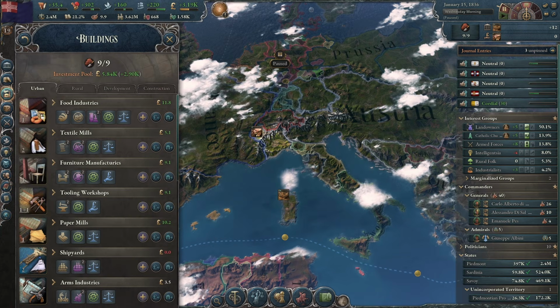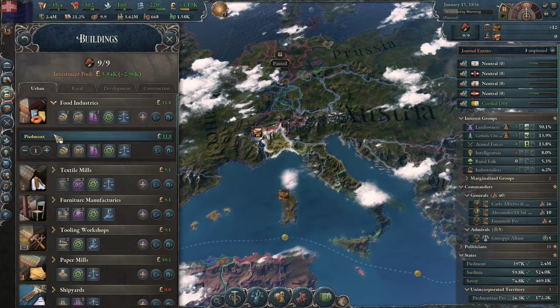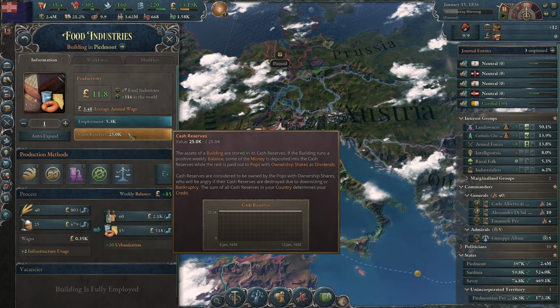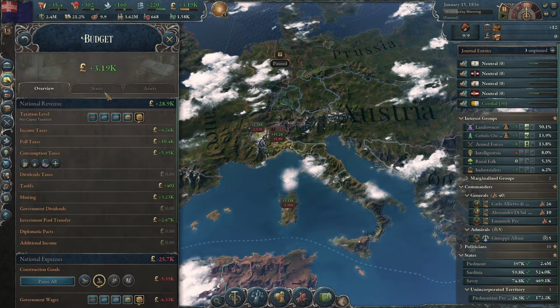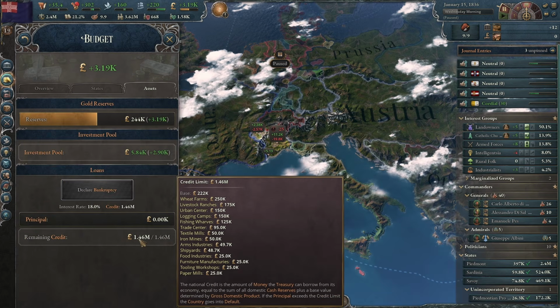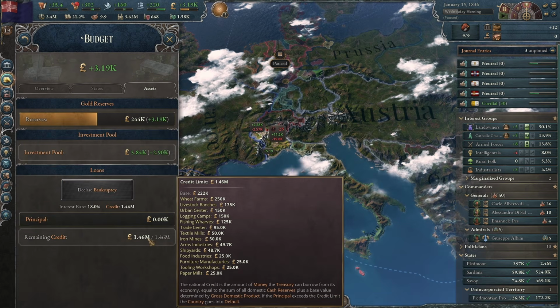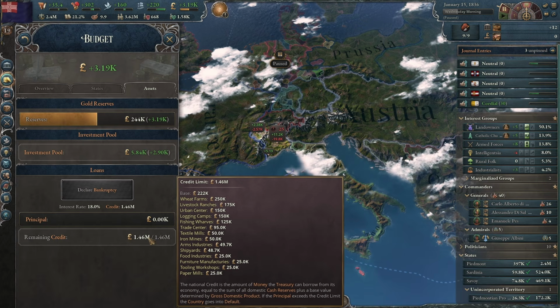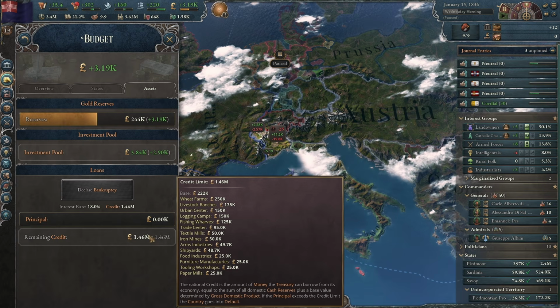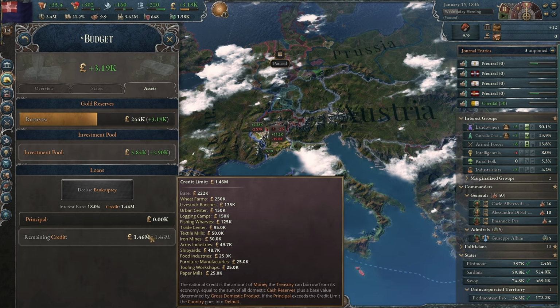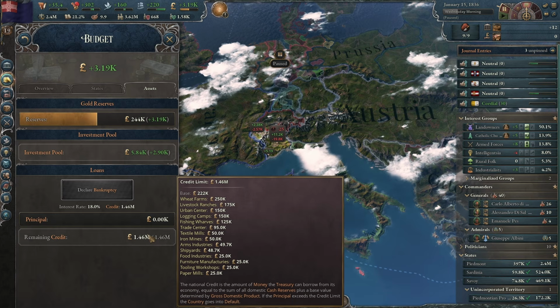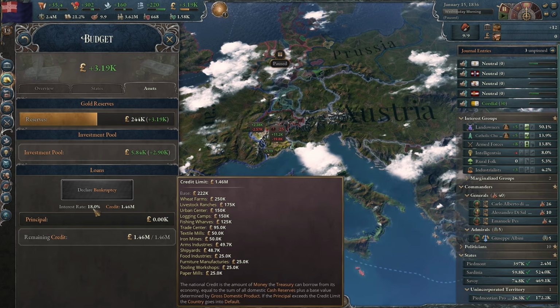In Victoria 3, every building that's privately owned is going to have a cash reserve associated with it. This cash reserve is going to define the limit of your credit. In this case, 1.46 million is the total credit limit available on all of the cash reserves on all of the buildings in the entire country. As you build more and more buildings and you build more and more credit, you can float into the red more and more often. But be aware that credit isn't free.